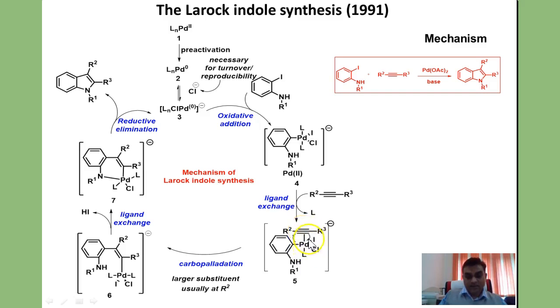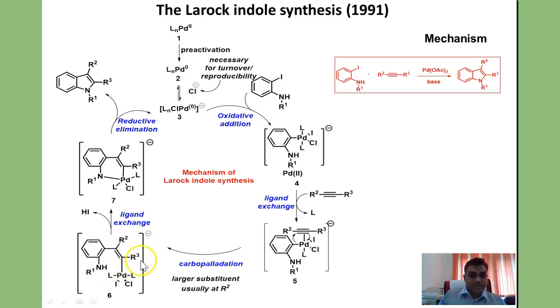Now after this is a very important stage of the mechanism, where we find that the palladium has bound two reacting organic ligands. One is an aryl and another is an alkyne. Then the migration of one organic ligand from palladium to the alkyne occurs, and the process is called carbopalladation. And in this carbopalladation, the largest substituent is usually at the R2.